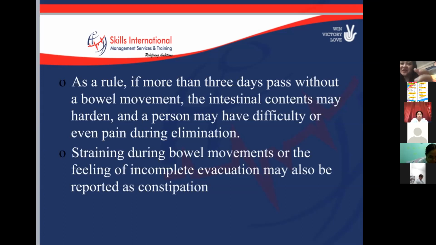And then straining during bowel movement or feeling of incomplete evacuation may also be reported as constipation. Pag incomplete, hindi kompleto, you pass only some, not all. This is also incomplete evacuation, and also known as constipation. Kasi putol-putol siya eh.